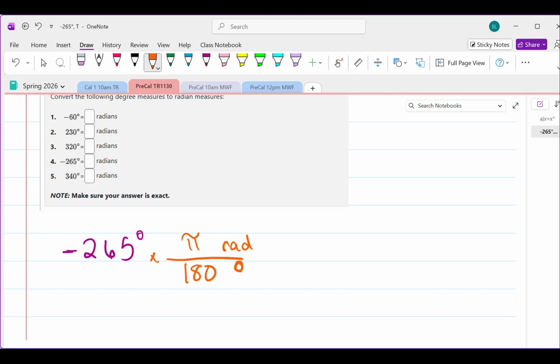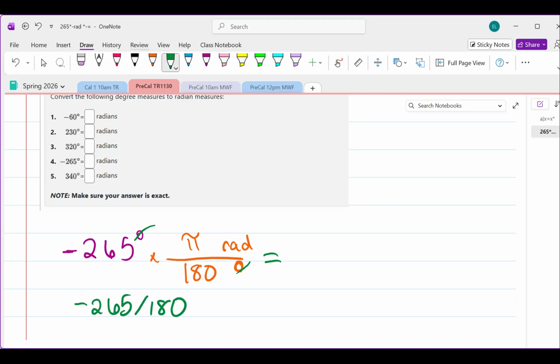Now that we've got those units set up, my degrees cancel, and I just have to crunch the numbers. Depending on your calculator, you might be able to type all of this and it'll spit out the answer with the pi. Some calculators, though, if you put the pi in there, all they will give you is a decimal. In which case you can crunch the numbers just by themselves.